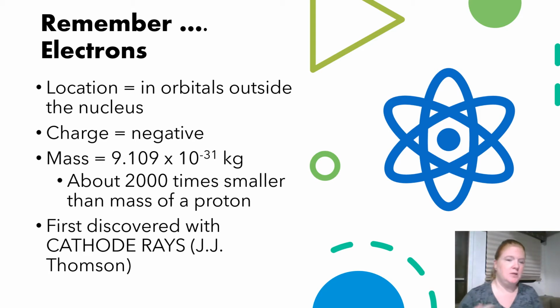The location, it's in orbitals outside the nucleus. The charge is negative. The mass is a really small decimal. It's about 2,000 times smaller than the mass of a proton. But remember, for relative mass, we consider the mass of an electron to be 0. The electron was first discovered with cathode rays by J.J. Thomson.